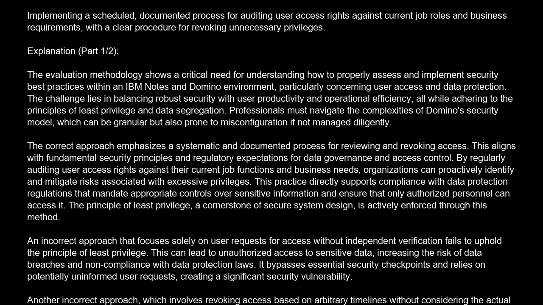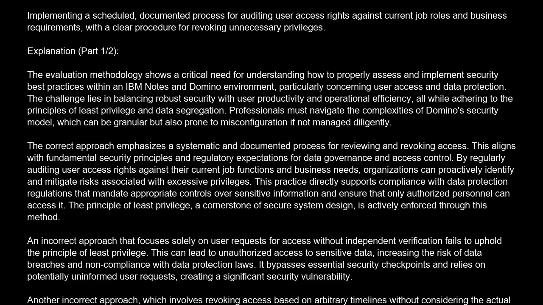By regularly auditing user access rights against their current job functions and business needs, organizations can proactively identify and mitigate risks associated with excessive privileges. This practice directly supports compliance with data protection regulations that mandate appropriate controls over sensitive information and ensure that only authorized personnel can access it. The principle of least privilege, a cornerstone of secure system design, is actively enforced through this method.